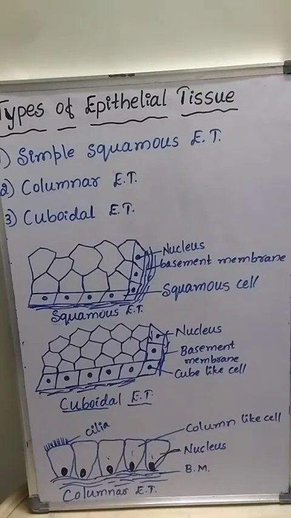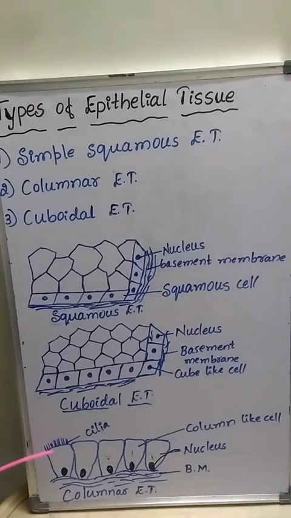The cells of the columnar epithelial tissues are also present on the basement membrane. See here, basement membranes are present. Sometimes the free surfaces of the columnar epithelial tissues bear a number of tiny finger-like projections called villi.